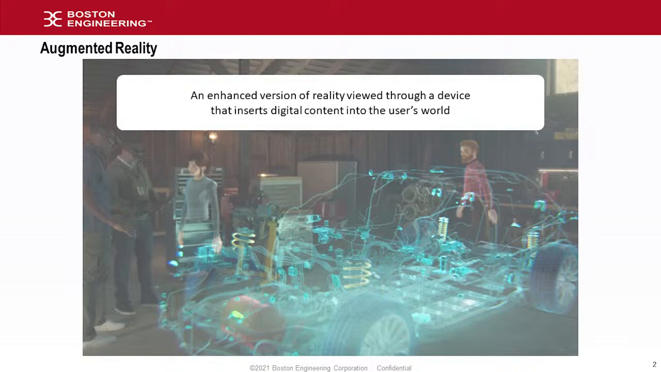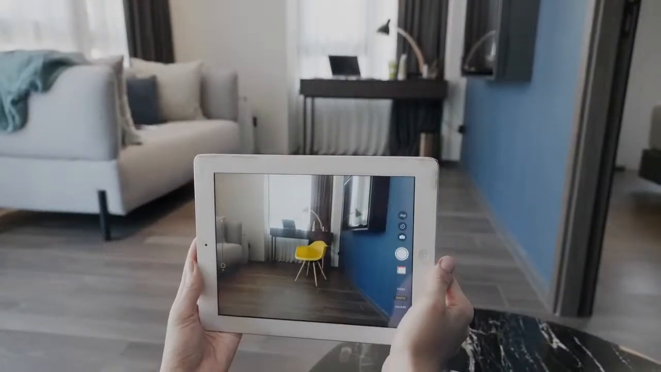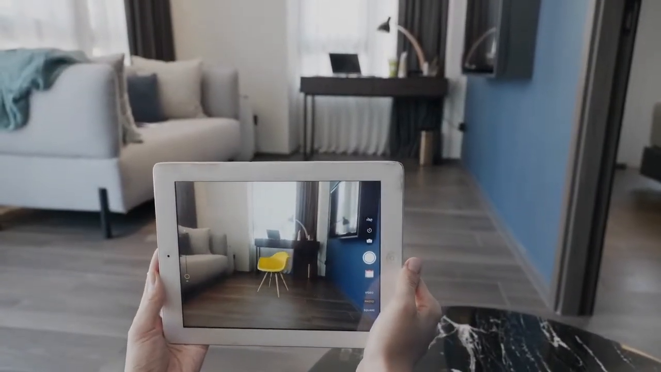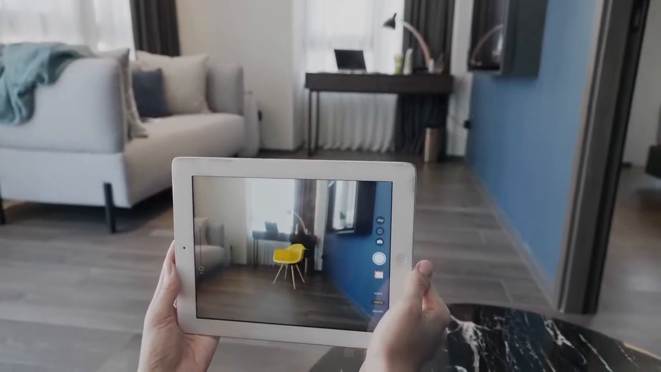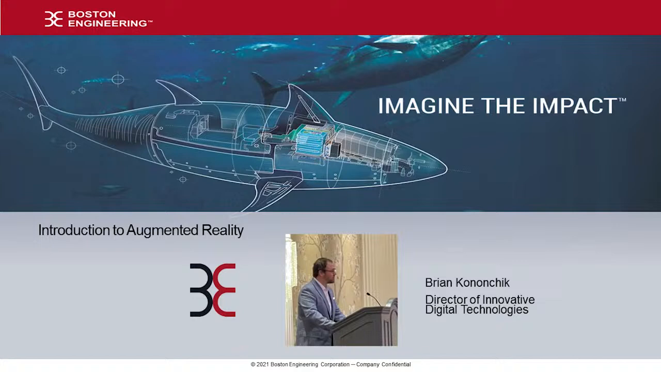Back to your question, what is augmented reality? Augmented reality at its core is really just an enhanced version of reality itself, viewed through a lens. That lens being the lens of your iPhone, the lens of a HoloLens, the lens of a Magic Leap, the lens of a Vuzix. And what you're viewing through that lens is 3D digital content placed in that physical world. So we're using 3D to enhance our reality through the lens of any type of supported device.